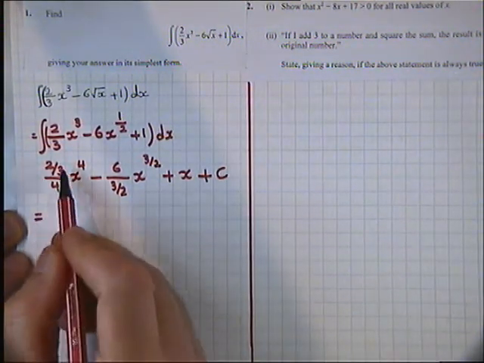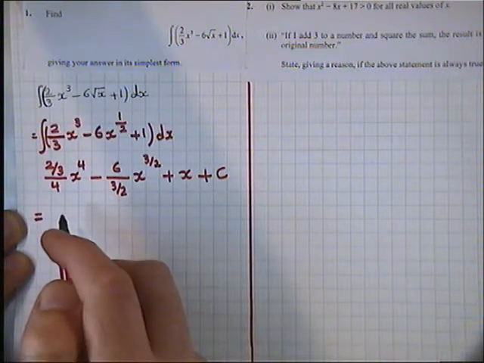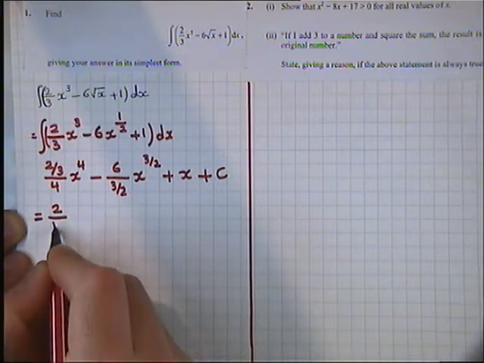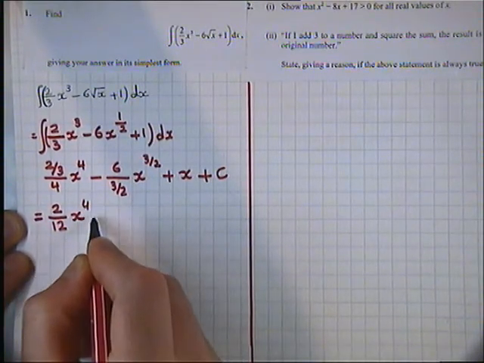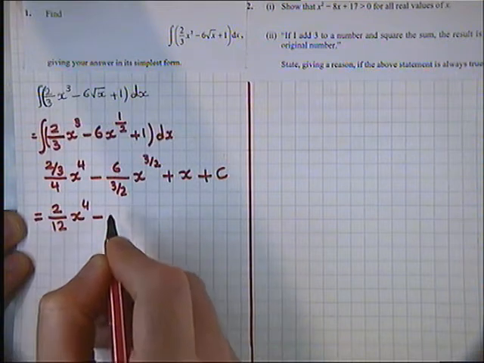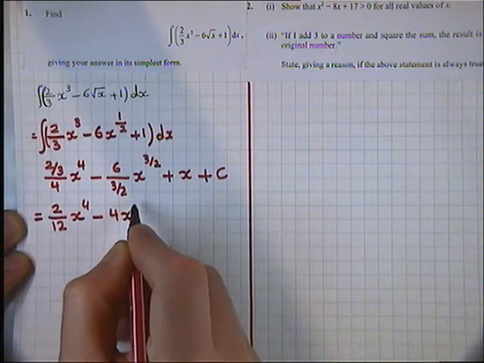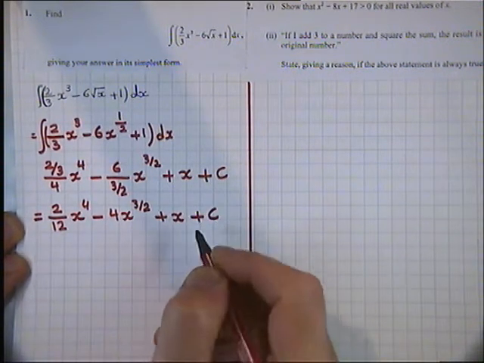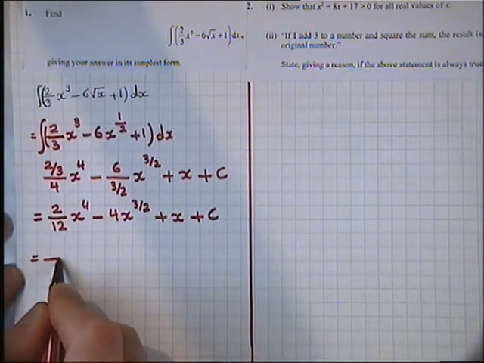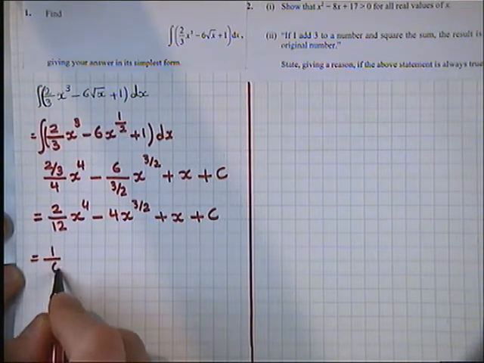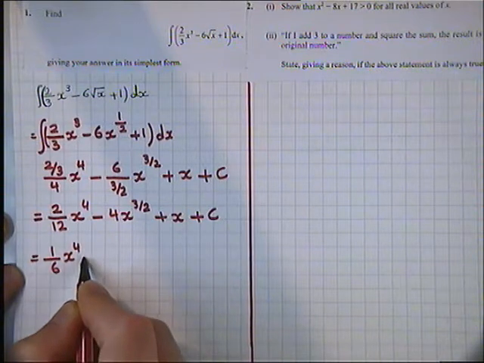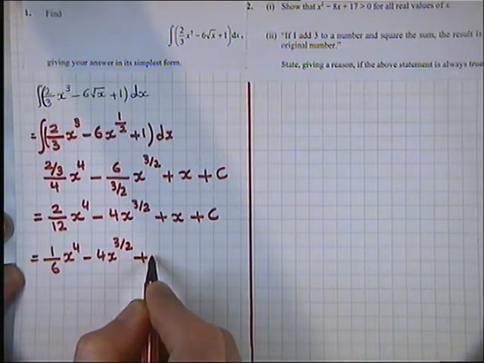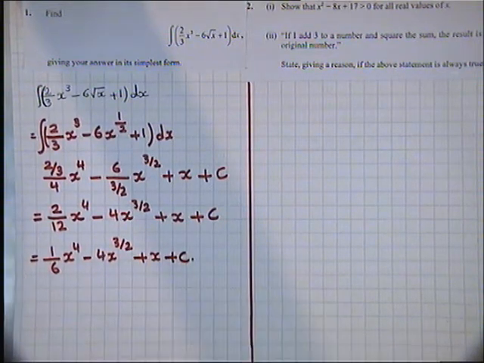which is equal to 2/3 over 4 over 1, or 2/3 times 1 over 4, which is 2 over 12, x to the power of 4, minus 6 over 3 over 2, which is 4, x to the power of 3 over 2, add x, add c, which could be simplified to 1 over 6 x to the power of 4 minus 4 x to the power of 3 over 2, add x, add c.